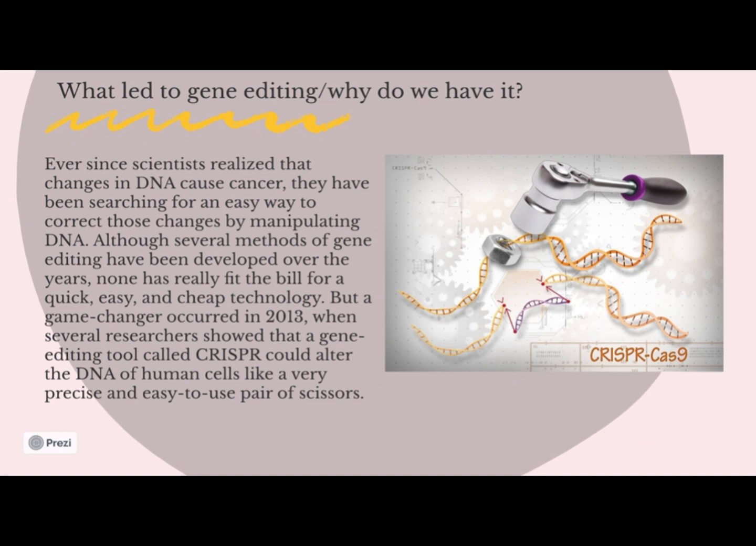What led to gene editing and why do we have it? Ever since scientists realized that changes in DNA cause cancer, they have been searching for an easy way to correct those changes by manipulating DNA. Although several methods of gene editing have been developed over the years, none has really fit the bill for a quick, easy, and cheap technology. But a game changer occurred in 2013 when several researchers showed that a gene editing tool called CRISPR could alter the DNA of human cells like a very precise and easy to use pair of scissors.